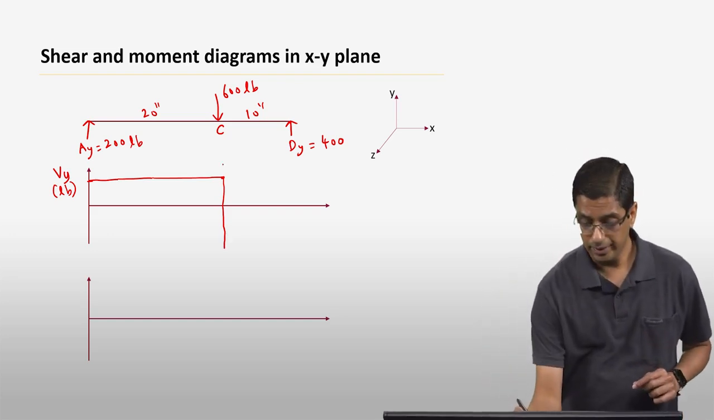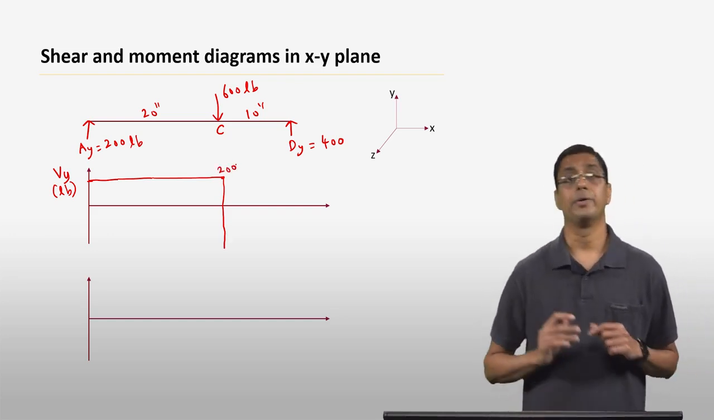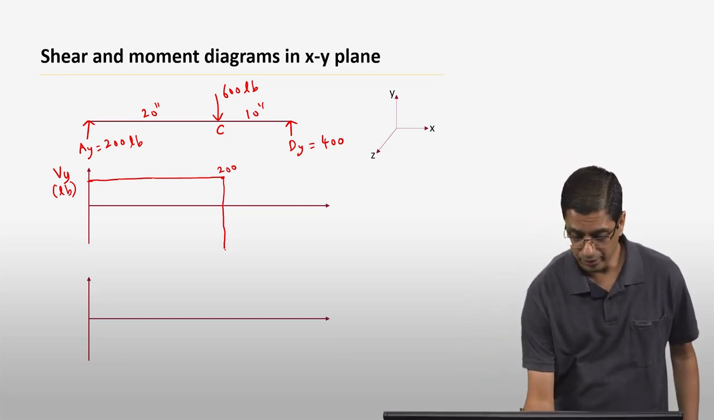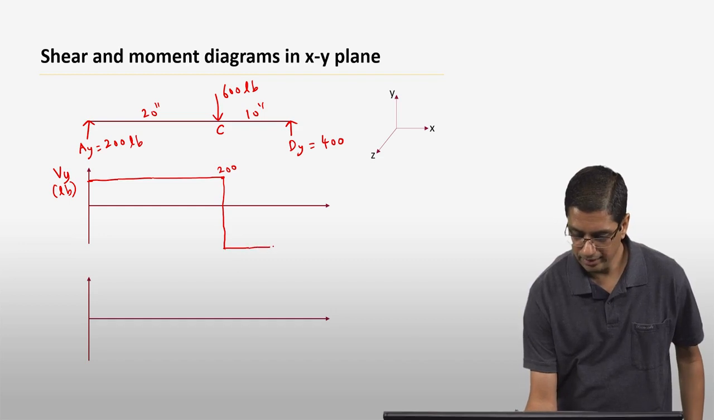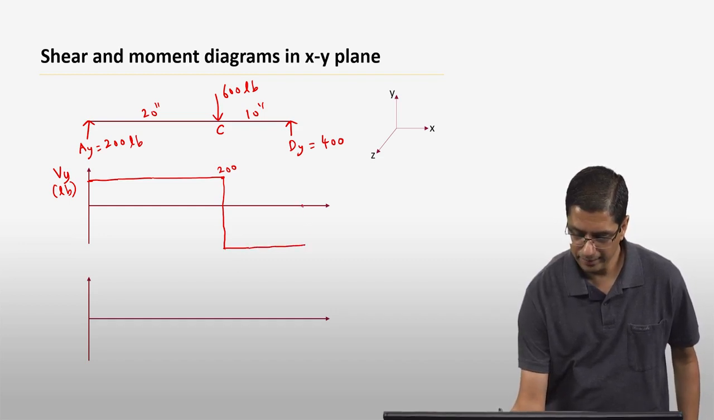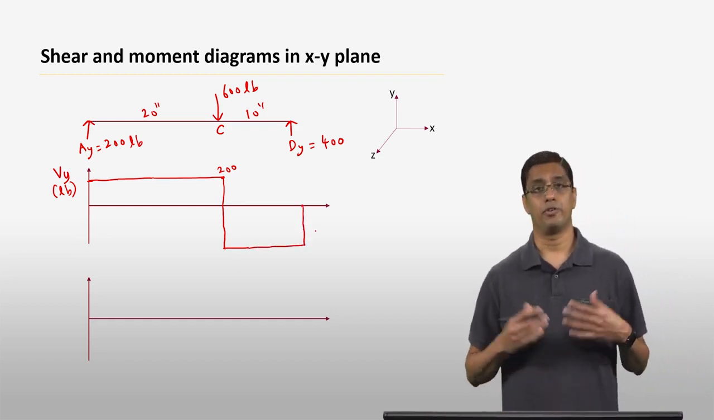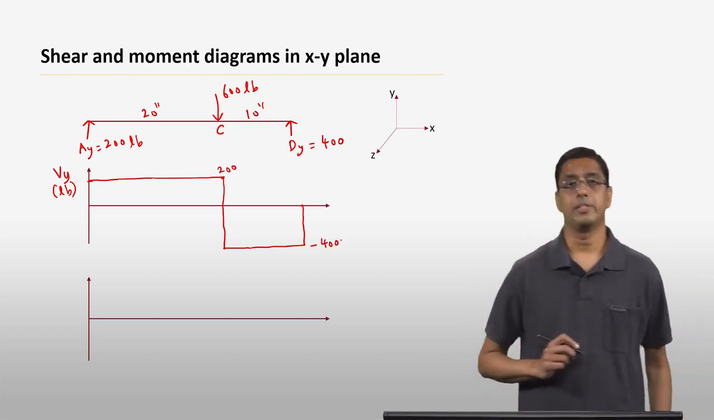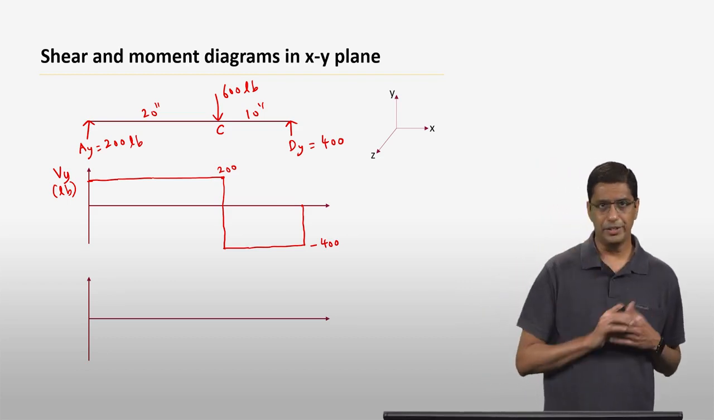So this is going to be 200, and you're going to have a jump of minus 600. So you are going to get minus 400 here, and you stay there all the way until you get to D, and then again there's a jump of 400 pound force there. So this is going to be minus 400. So that is going to be your shear diagram.